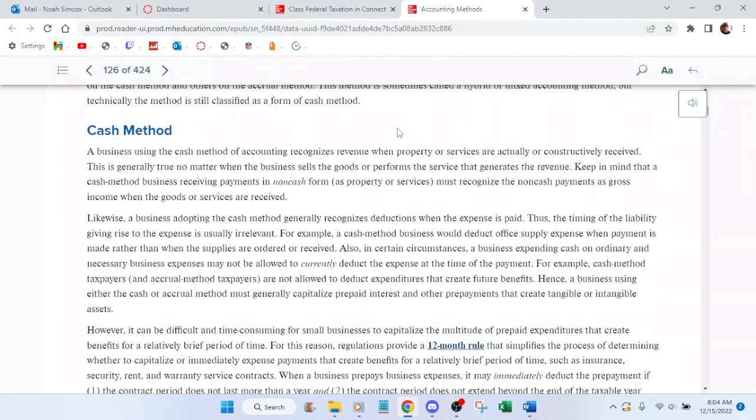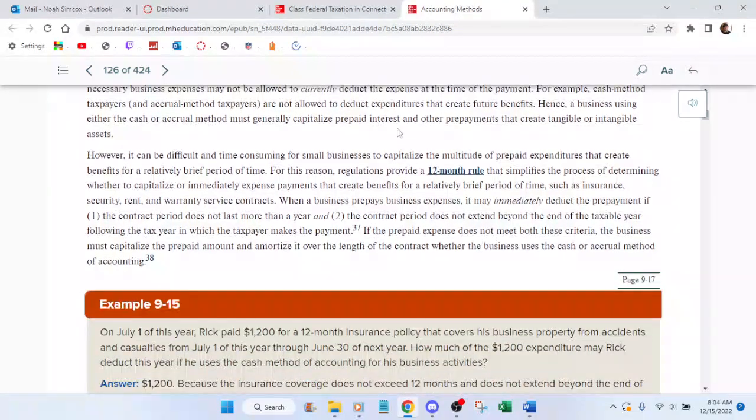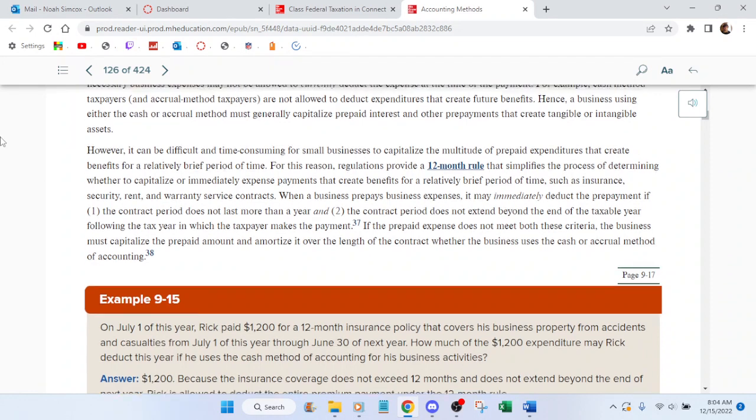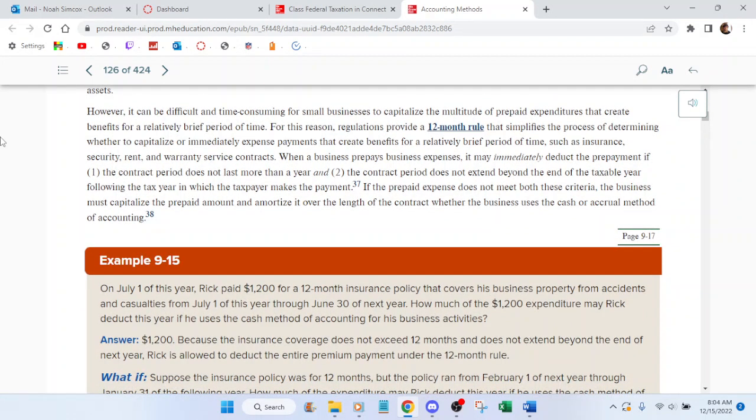A business using either cash or accrual method must generally capitalize prepaid interest and other prepayments that create tangible or intangible assets. However, it can be difficult and time-consuming for small businesses to capitalize the multitude of prepaid expenditures that create benefits for a relatively brief period of time. Yeah, but I thought by definition you only have to capitalize something that gives you a benefit past 1 year.